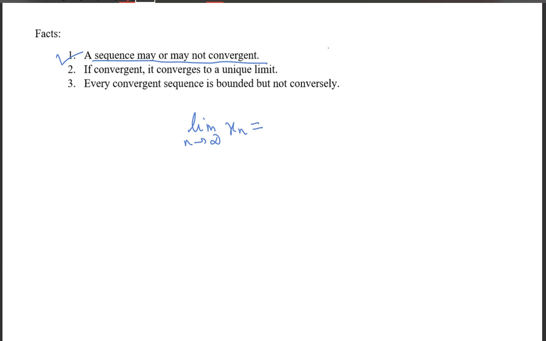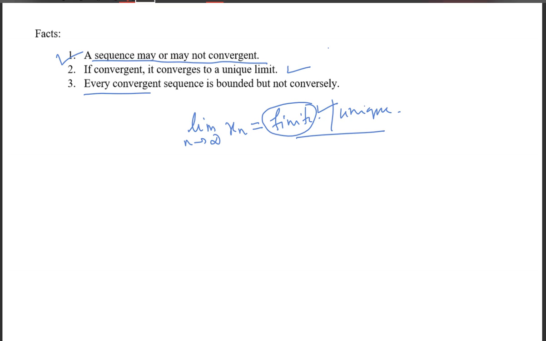Okay. If the limit as n tends to infinity of xn is equal to some finite value, then we say this sequence xn is convergent, otherwise not convergent. Finite and unique, I can say, then only it is convergent. If it is convergent, it converges to a unique limit.